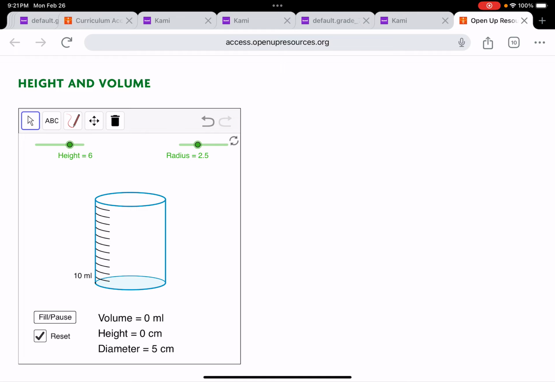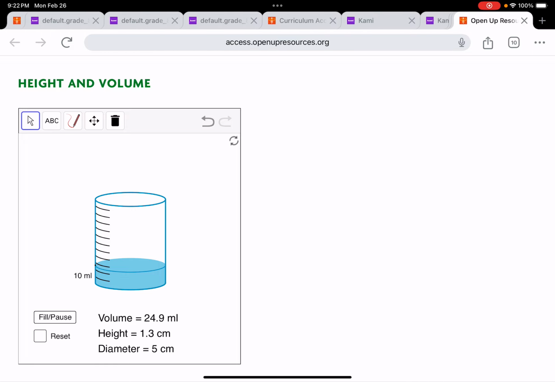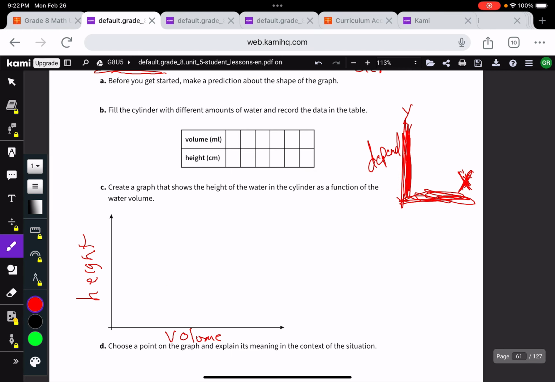I'd draw it if I could, but I guess I could. And the height is 6, but that's kind of irrelevant because right now we'll measure the height. It'll tell us the height as we add. So we're going to add some water to it. I'll fill it, and then I'm just going to pause it. And it says right there that the height is 1.3. So I'm going to go back here, and the volume is 24.9. So the height is 1.3, and the volume is 24.9.